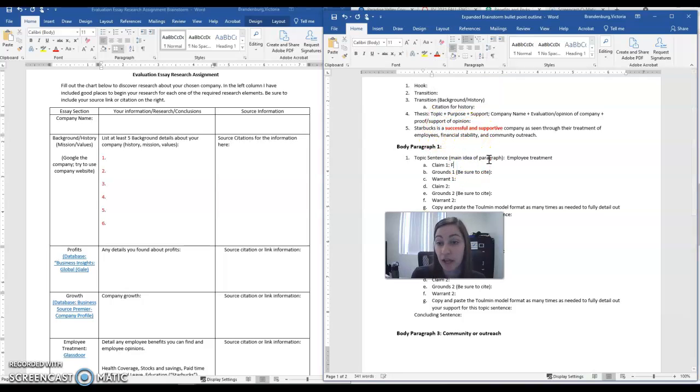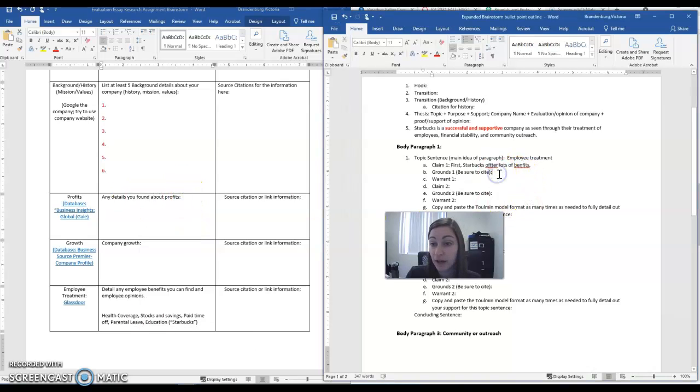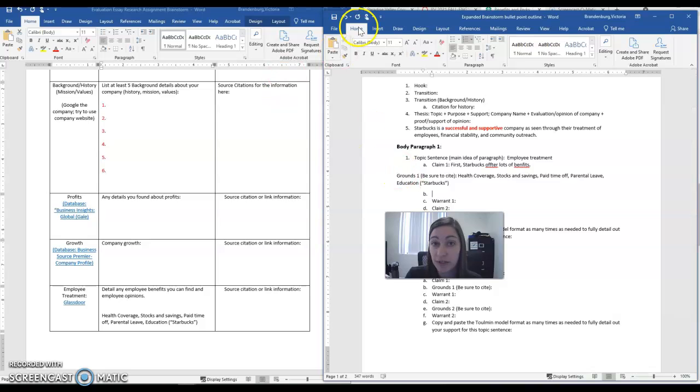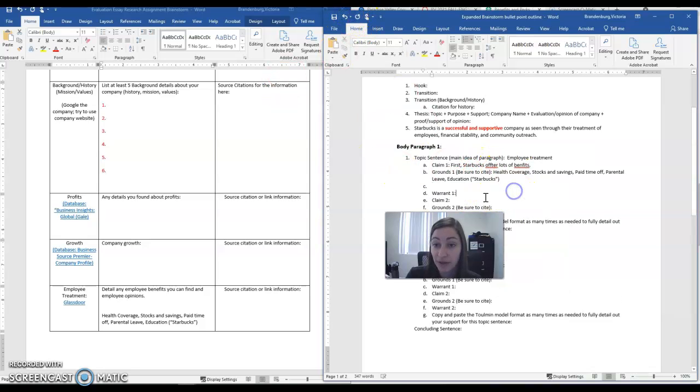So I'm going to go to my first claim. I'm going to say something like, first, Starbucks offers lots of benefits. Okay, and then I'm going to go to my grounds. For my grounds, I'm going to pull from my chart. So over here, I wrote that they have health coverage, stocks, savings, paid time off, parental leave, education. They have all these benefits. So I'm going to take it from here, and I'm going to put it in here. Make sure that you are citing. And I'm going to paste that better, because there we go.